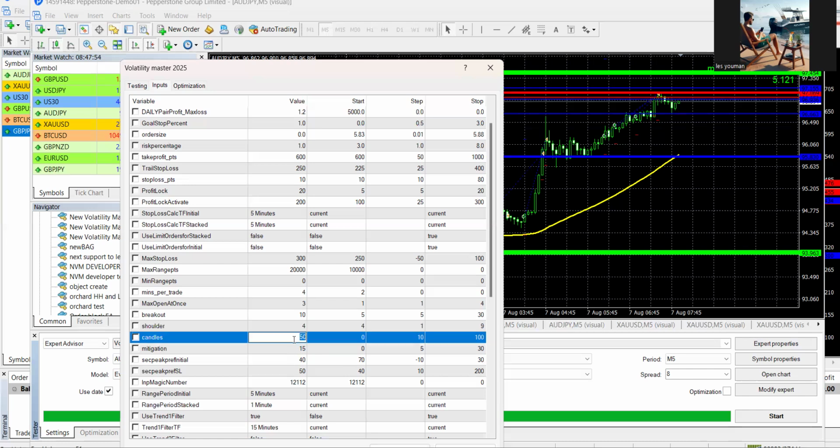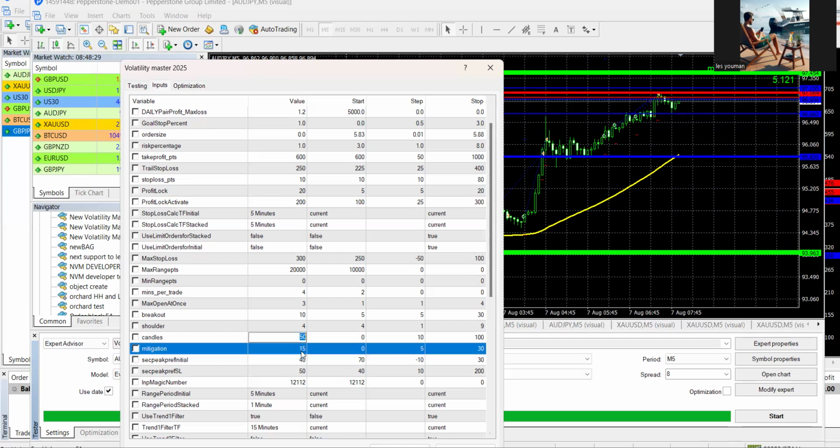Candles. I just realized that I am not really using this setting anymore. So by the time you get the software and watch this video, there will no longer be a candles setting in here. So I'm not going to mention this anymore because this setting is defunct.